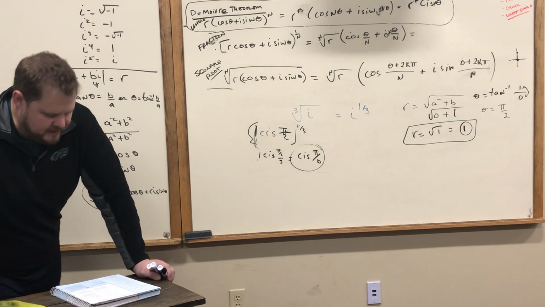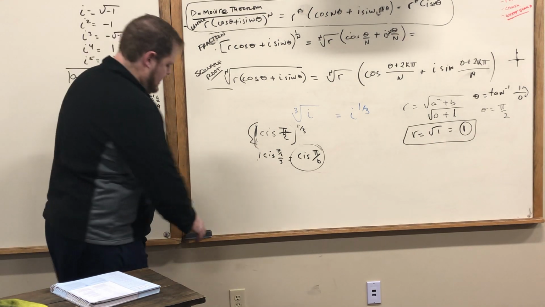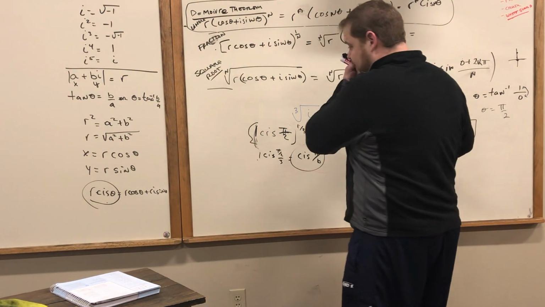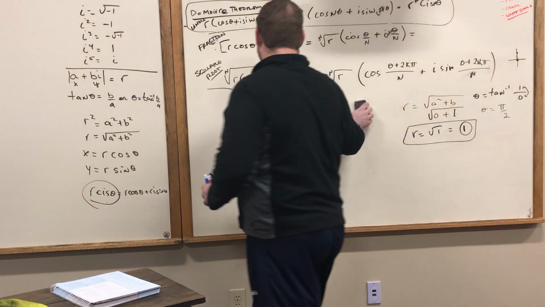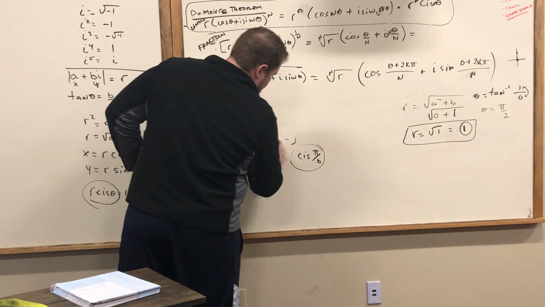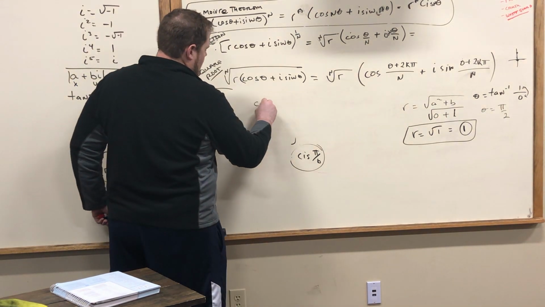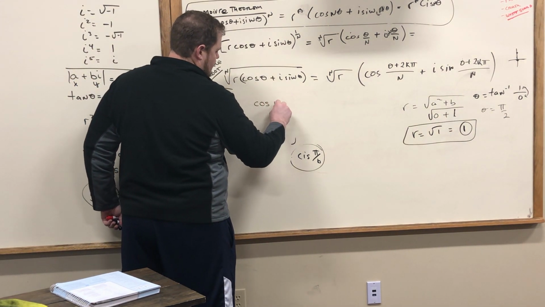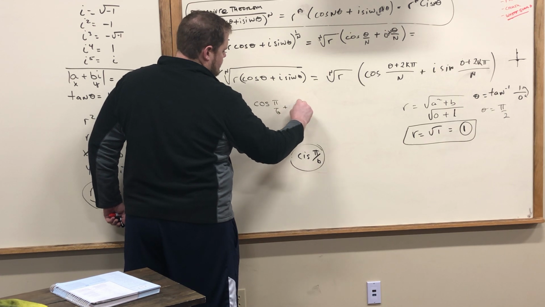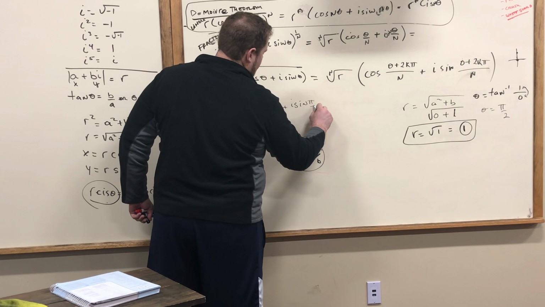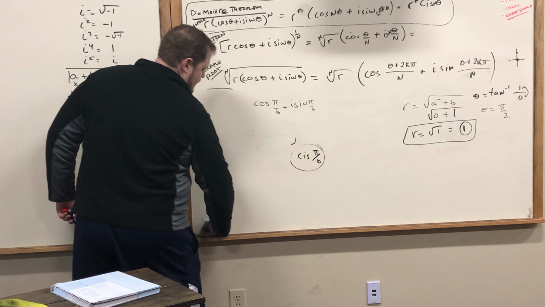We know what that is. How would we find it? We would take this and plug it in. So we have cis pi over 6. Once we get here, now we need the complex number of that. Well, what's that going to be? Cosine pi over 6 plus i sine pi over 6. So what is cosine pi over 6?